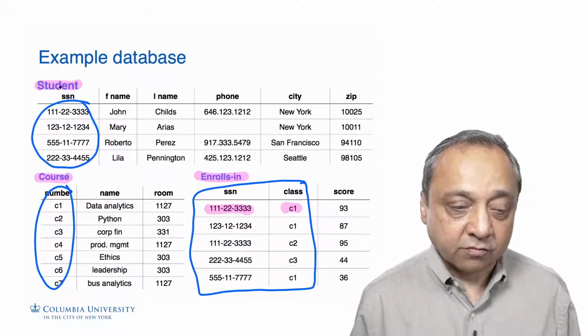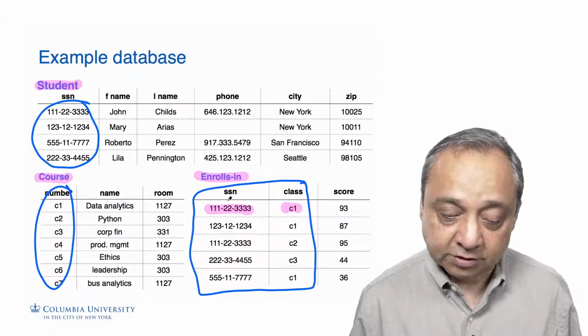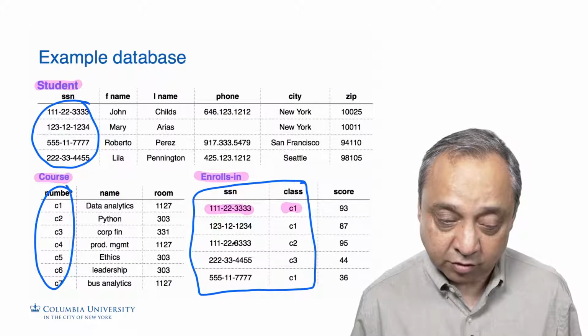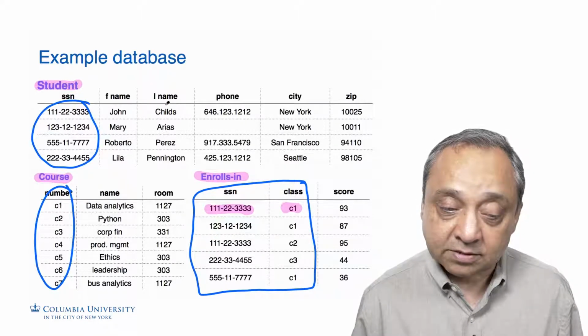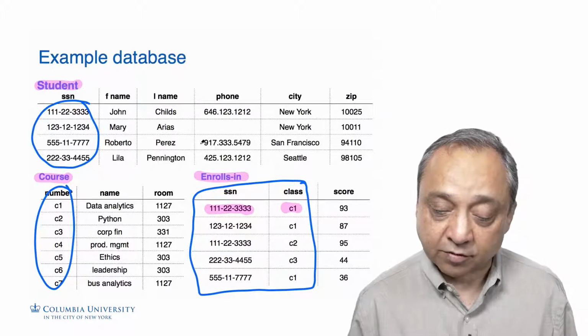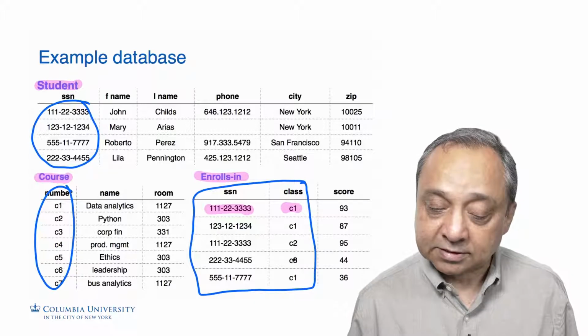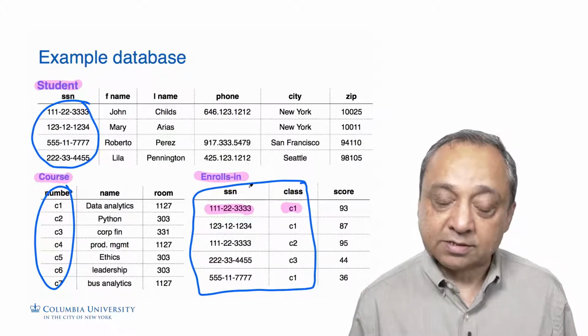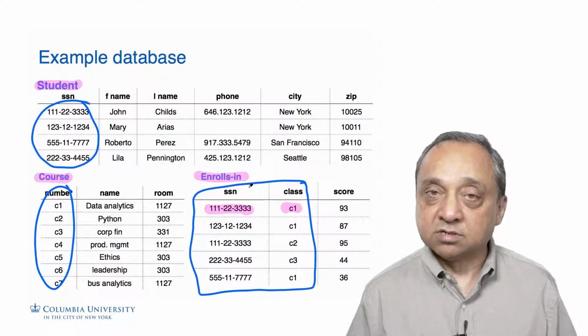we've got students over here and enrolls in over here, and we know that they are linked together by social security number, but the names are in this table over here, right? The name of John Childs or Mary Arias or whatever is in this table, and the classes C1, C2, C3 are in this table. So we need to go across these two tables and somehow get the data out.